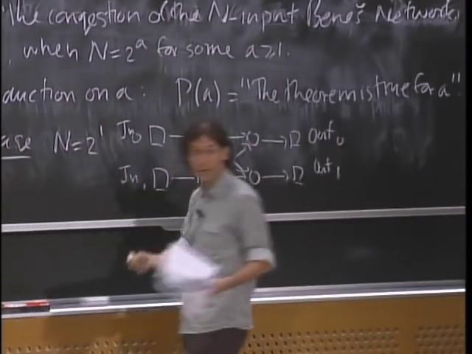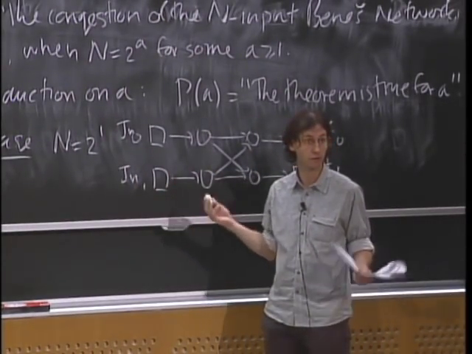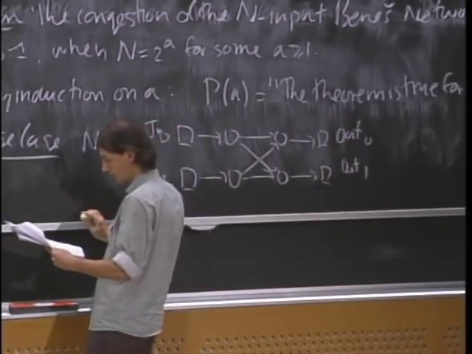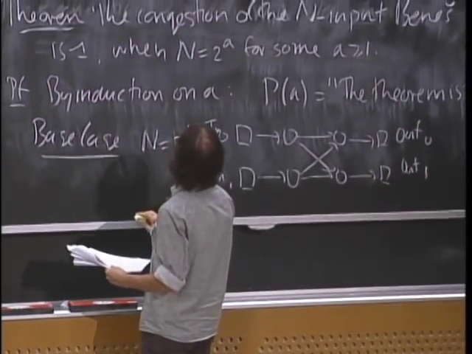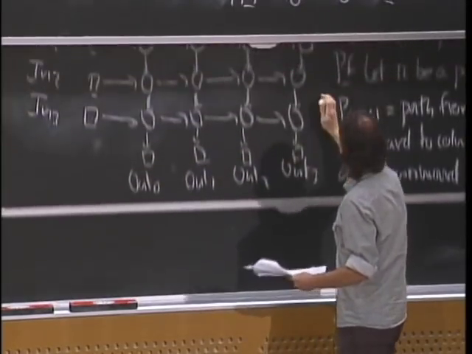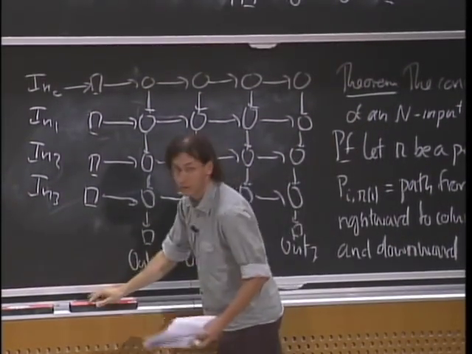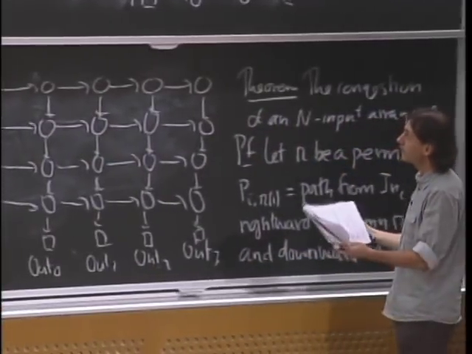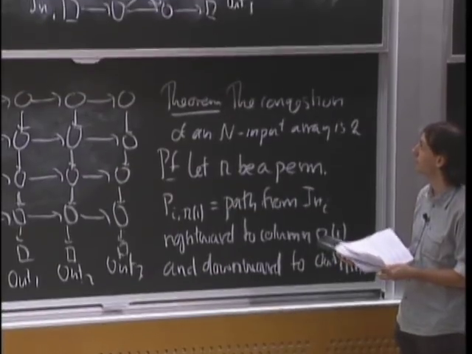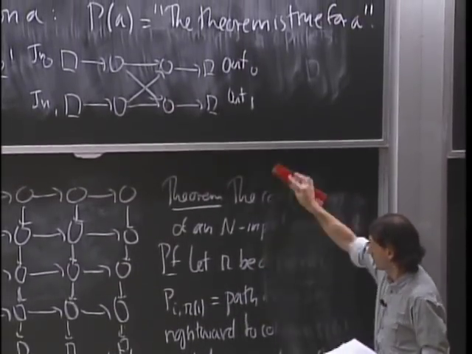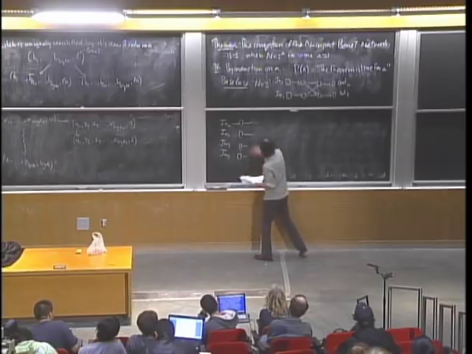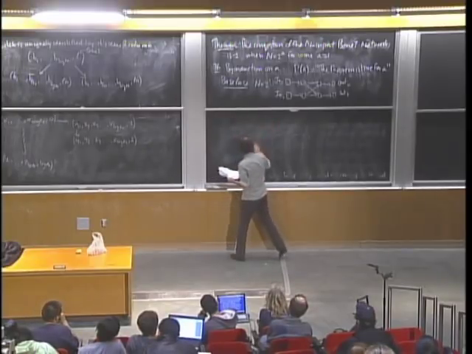So now let's take any permutation. We want to show that we can route it in such a way that there's only a congestion of 1. So let's do this. So there are essentially only two permutations. Either 0 is mapped to 0 and 1 is mapped to 1, or 0 is mapped to 1 and 1 is mapped to 0. So in both cases, we can just route them through their own switches.